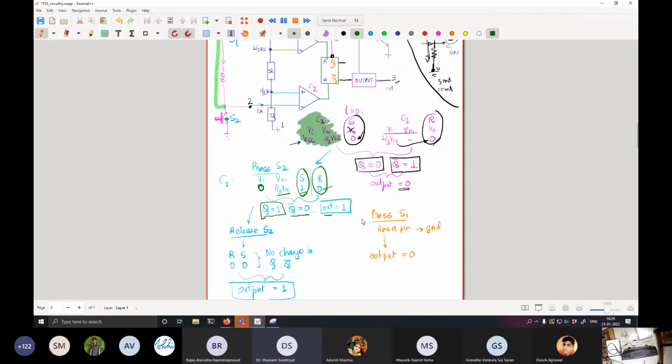Okay, when you press the switch, so let me draw it over here. So the output is 0. When you press the switch, the output goes high. So here S2 is pressed. When you press the switch, the output goes high. This much is clear from t equal to 0 to when you press S2, this much is clear?